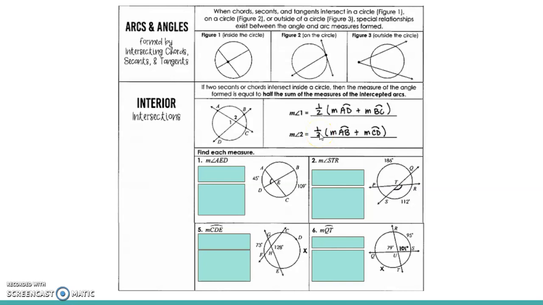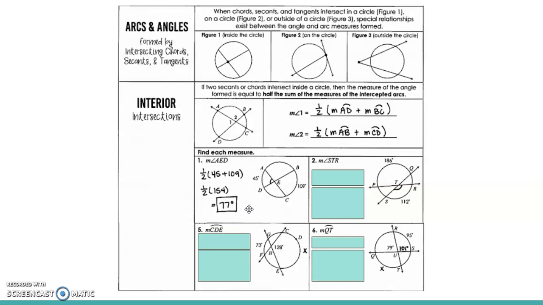First example, for number 1, we want to find the measure of angle AED. In order to find AED, I need the two arcs that are opposite it. So I have AD is 45 degrees and BC is 109. I'm adding those together and then cutting it in half to get my angle measure. When we do that, we get that our angle is 77 degrees.